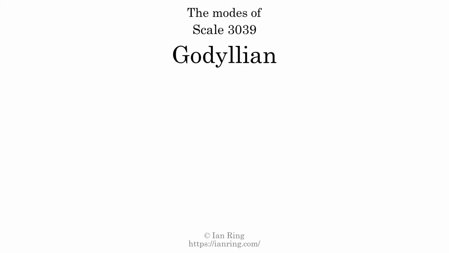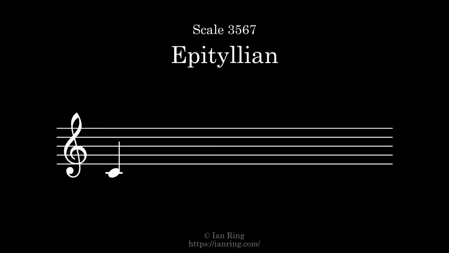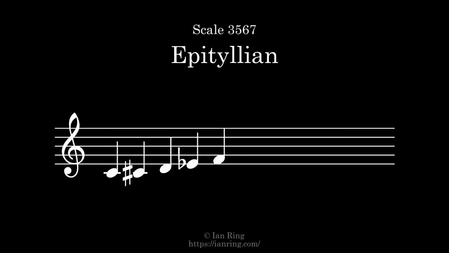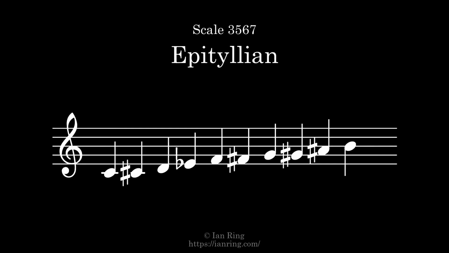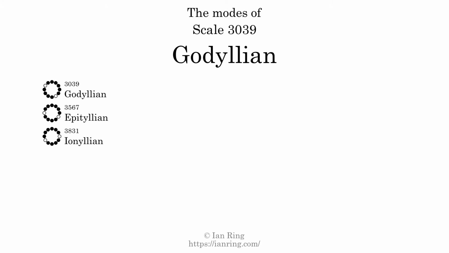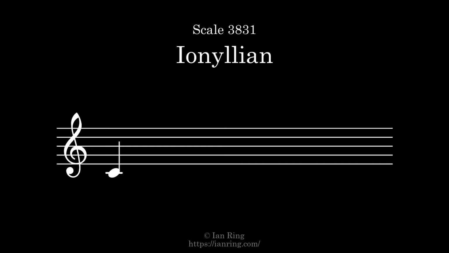This scale has 10 modes. The first mode is itself. The second mode is scale 3567, also known as Godyllian. It sounds like this. The third mode is scale 3831, also known as Godyllian. It sounds like this.